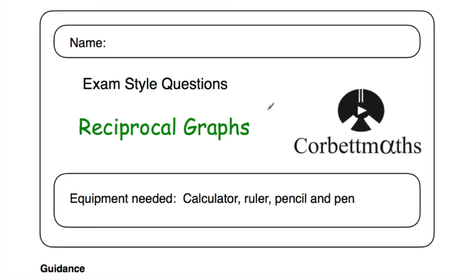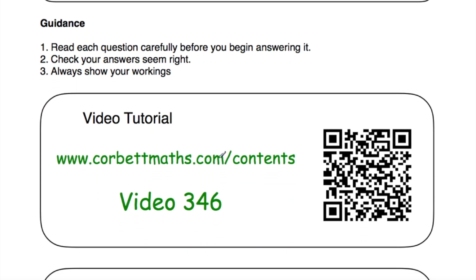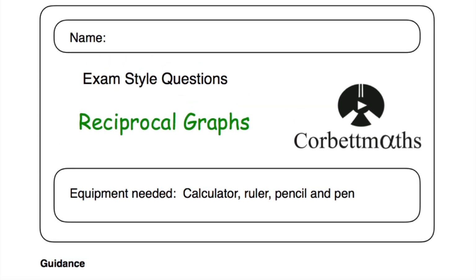And that's it. So these have been the video solutions to the Corbettmaths Practice Questions on Reciprocal Graphs. I really hope you found this set of questions useful. I hope you found the answers useful as well. If you need any extra help on reciprocal graphs, if you go to Corbettmaths and go to the videos and worksheets section and scroll down to video number 346, there's a video tutorial there on reciprocal graphs. Alternatively, you can scan this QR code. But in this video, we'll focus on the video solutions to the practice questions.